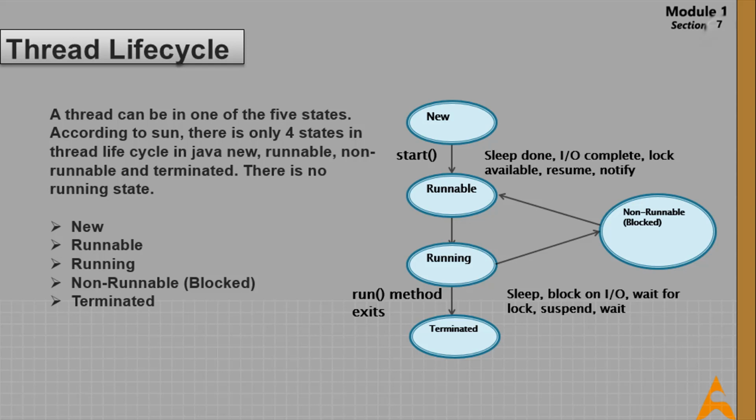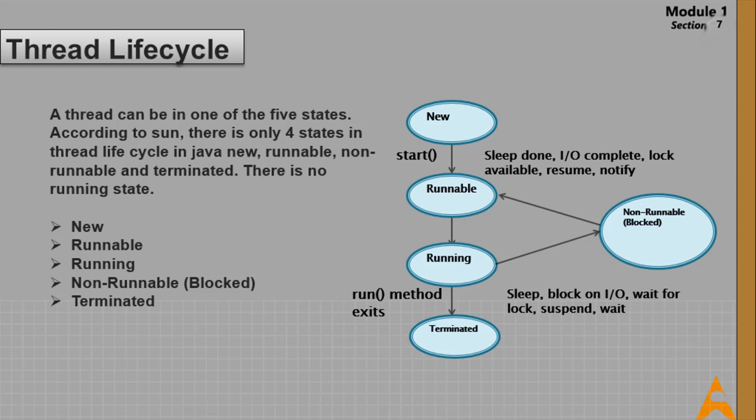New. The thread is in new state if you create an instance of the thread class but before the invocation of the start method. Runnable. The thread is in runnable state after invocation of the start method, but the thread scheduler has not selected it to be the running thread. Running. The thread is in running state if the thread scheduler has selected it. Non-runnable or blocked. This is the state when the thread is still alive, but is currently not eligible to run. Terminated. A thread is in terminated or dead state when its run method exits.